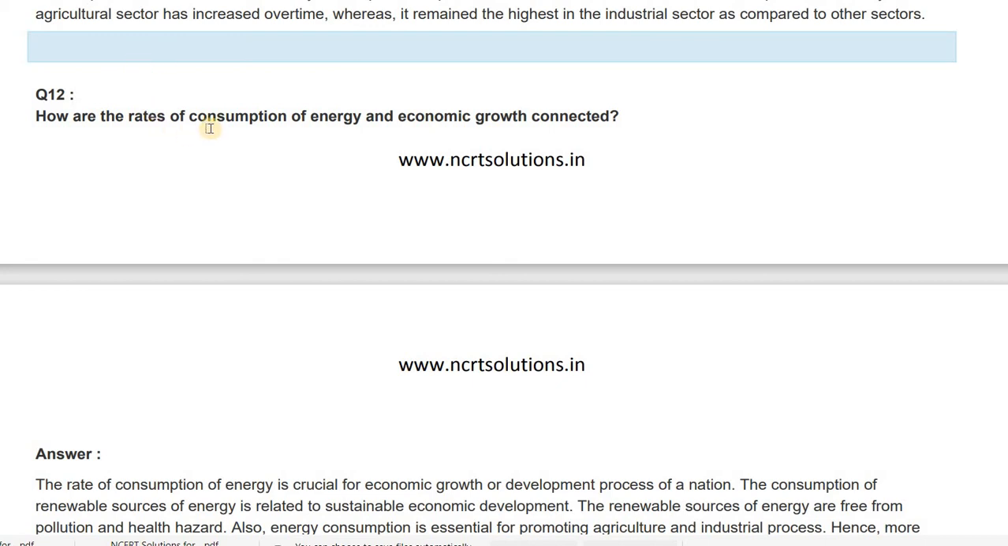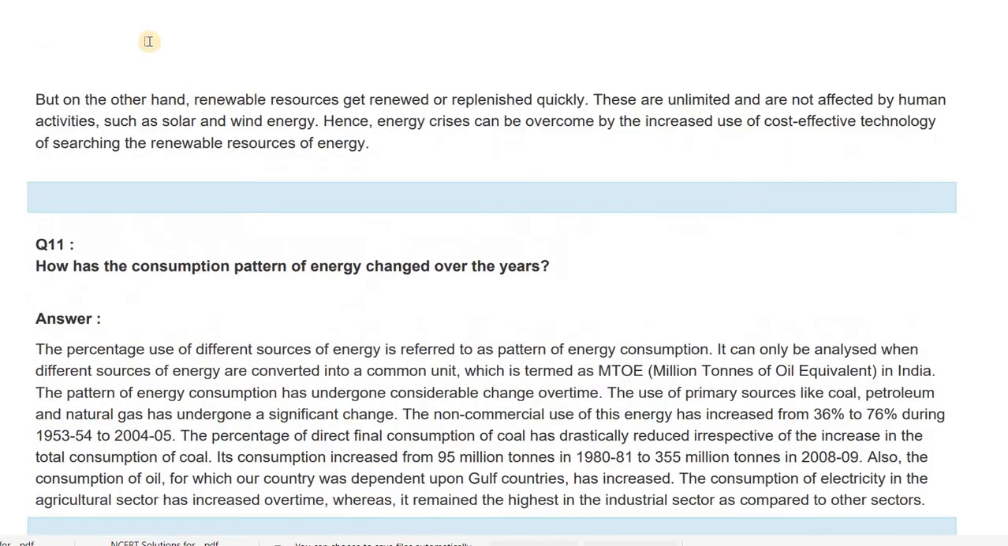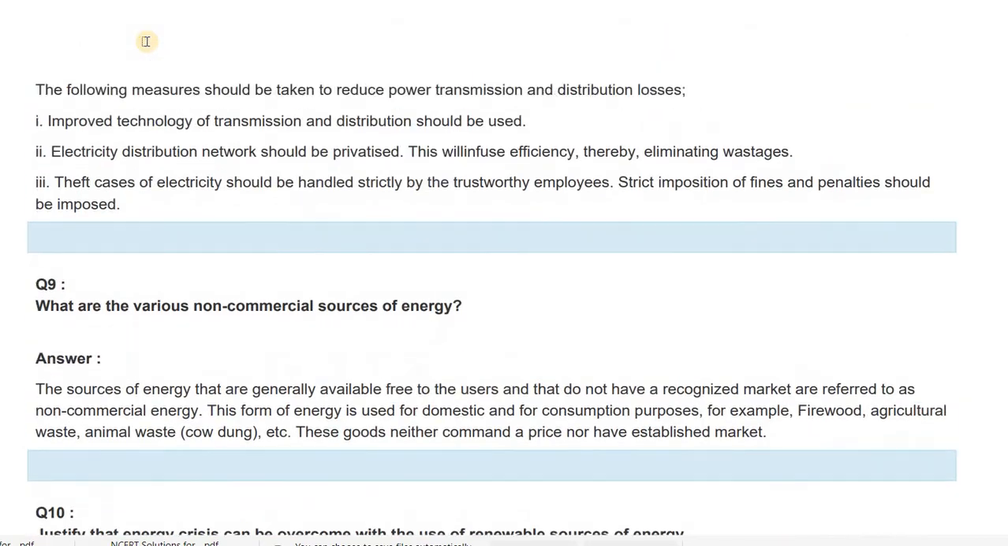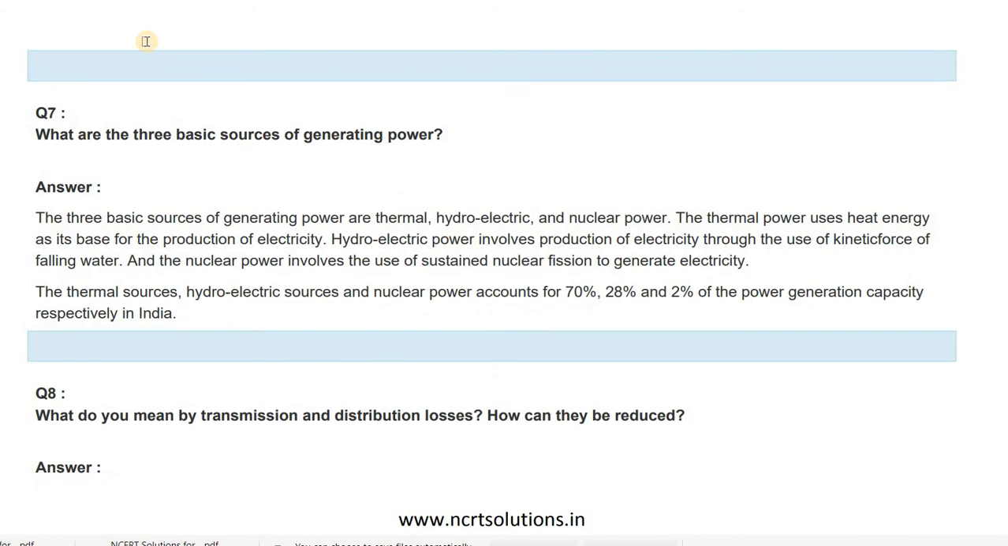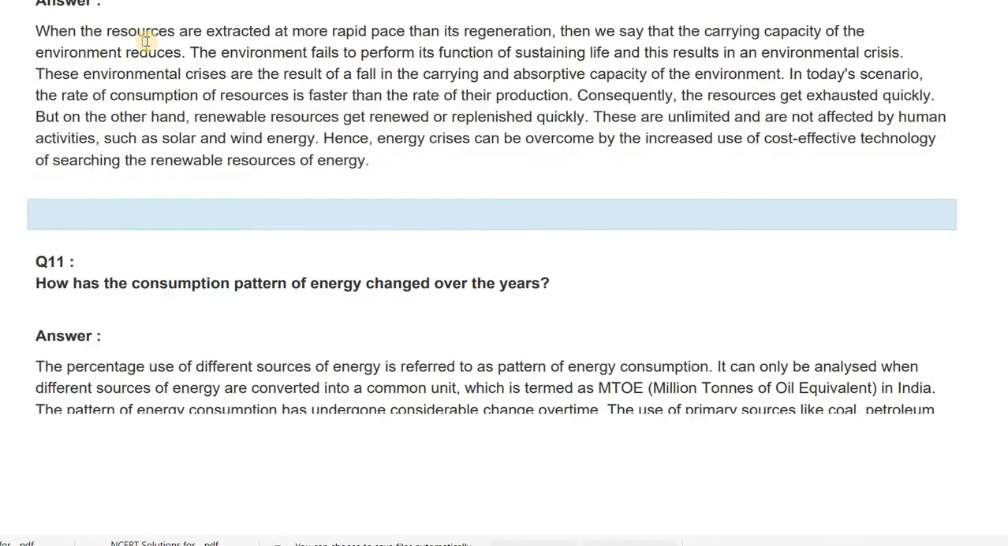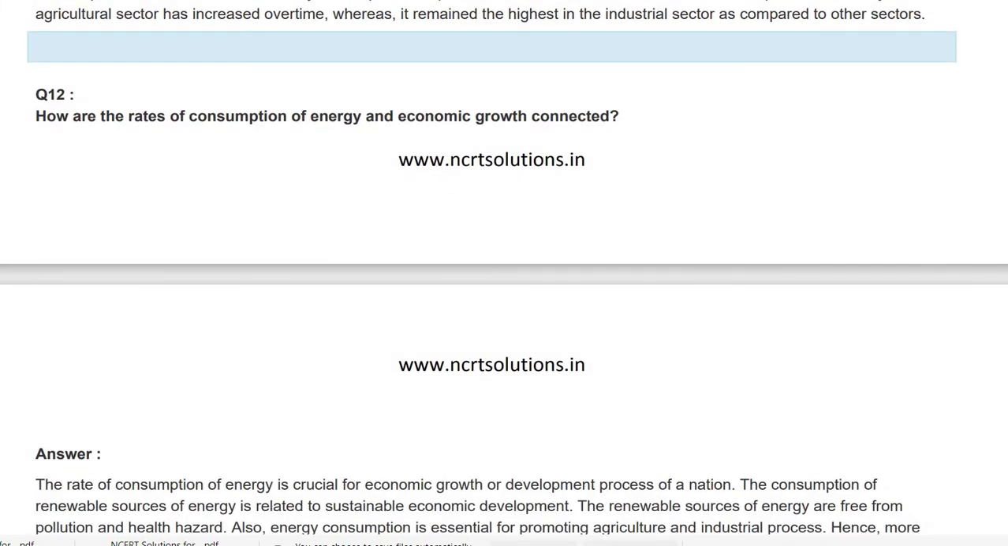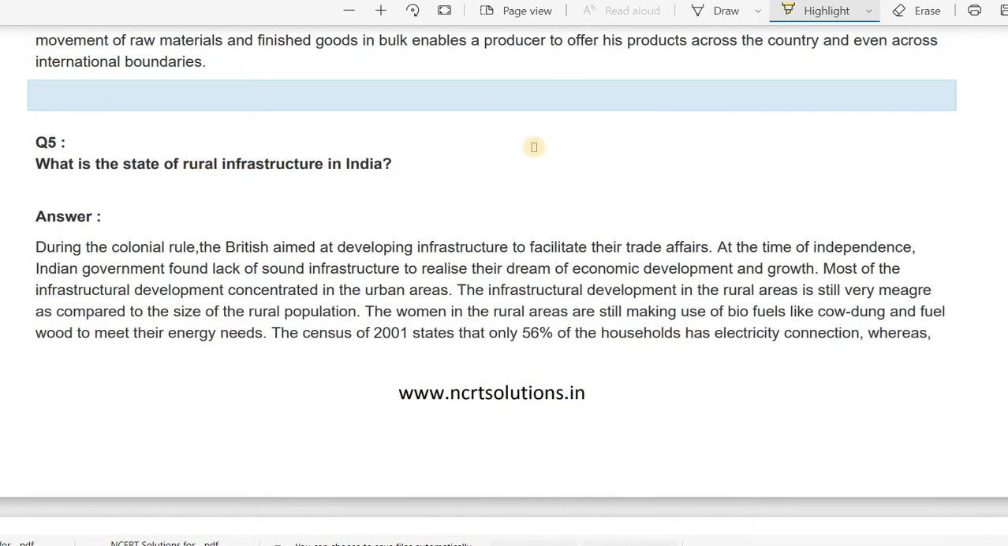Continuation of chapter 8, question and answers. In last class we studied up to question number 4. Today we can start with question number 5.